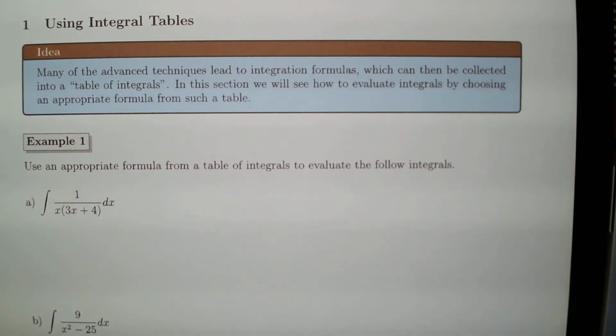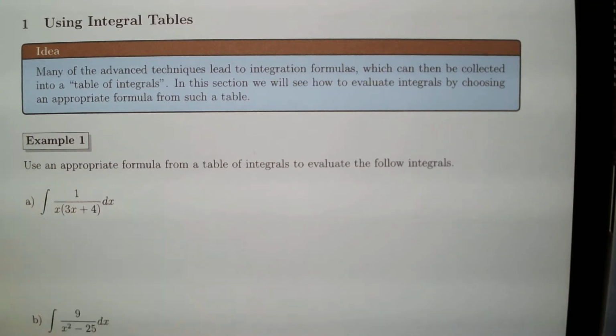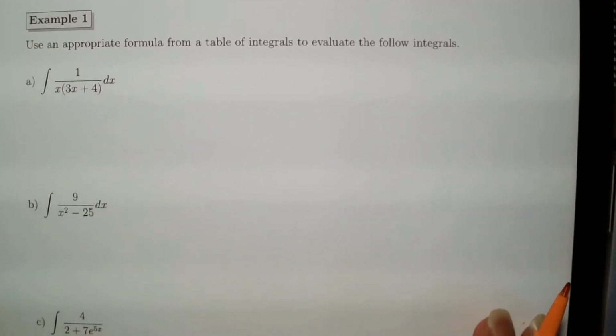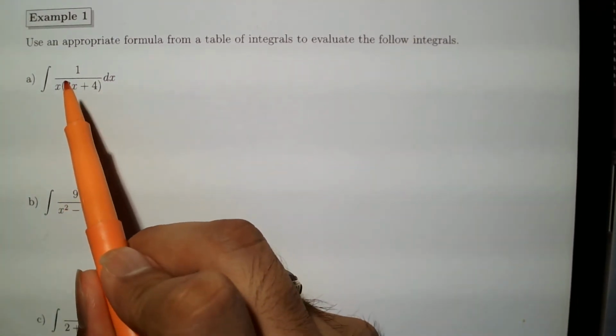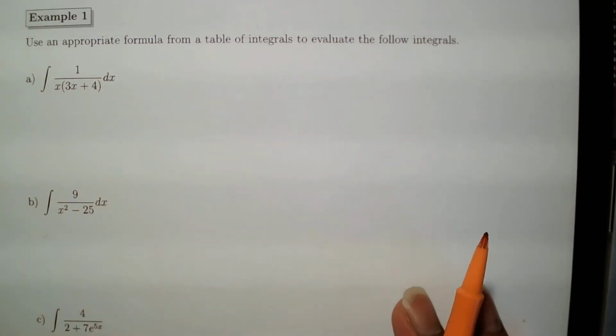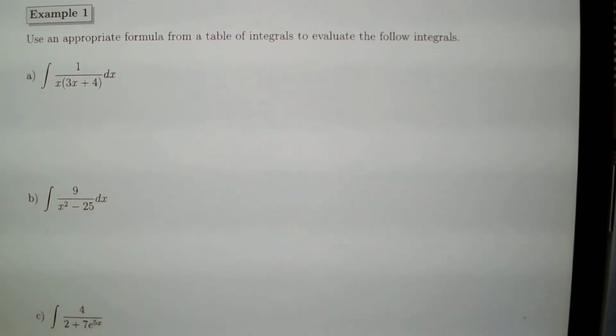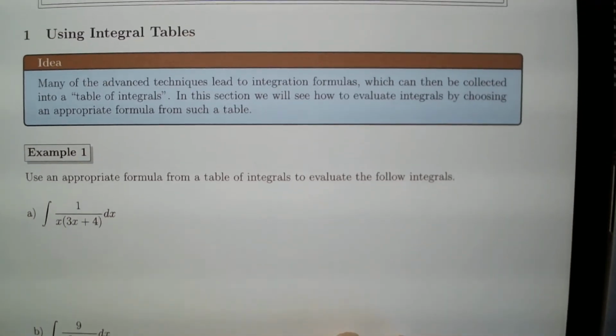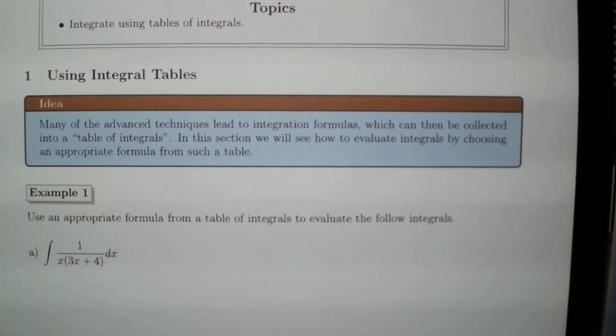Okay, so let's observe example A, the integral of 1 over x times 3x plus 4. If you attempt some kind of substitution or any other method, you will find out that it's not going to work. Lucky for us, there's this formula sheet from the textbook that I uploaded to the files. So let's see.